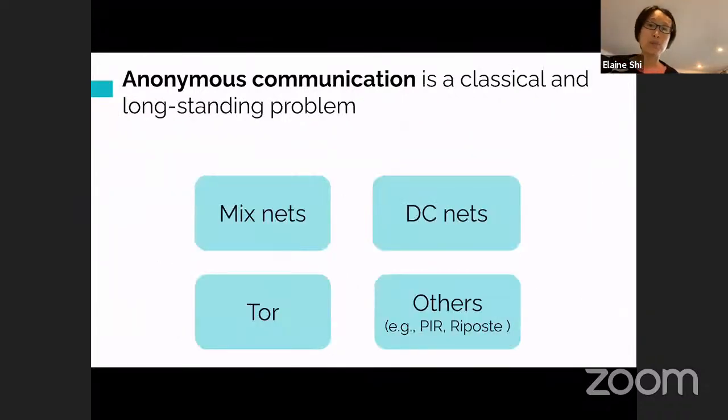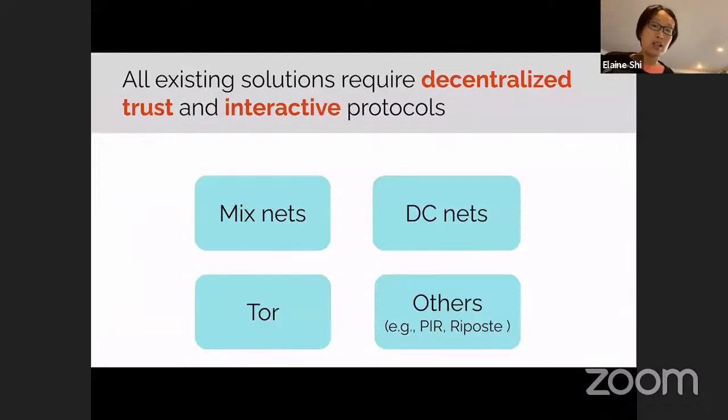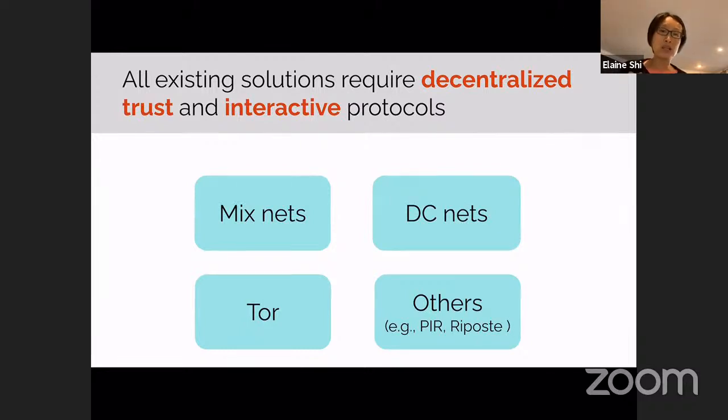Many solutions have been proposed for this problem. For instance, you may have heard of MixNet, Dining Cryptographers Net, Tor, and many other systems. If you think about it, all of these solutions have something in common. They rely on decentralized trust, and they rely on interactive protocols. In other words, typically there are multiple routers, and we need to assume a threshold of them are honest in order to get the anonymity.